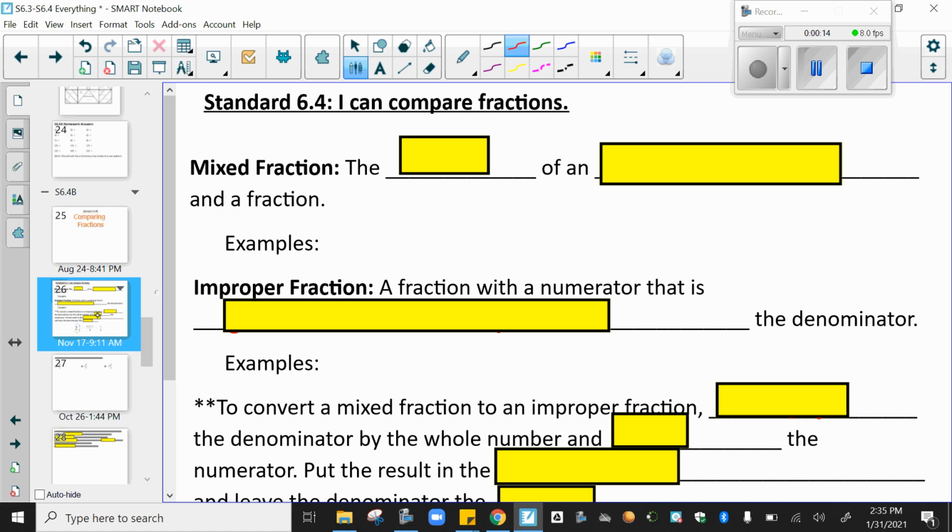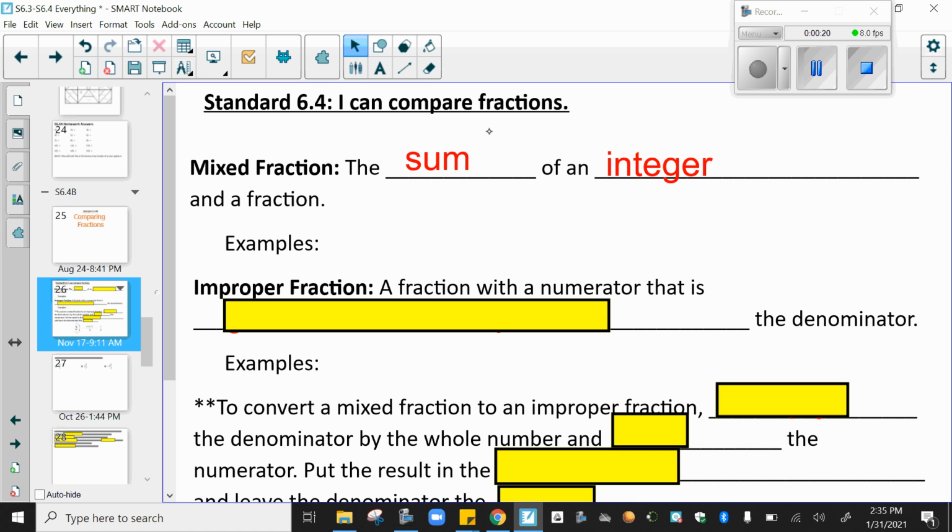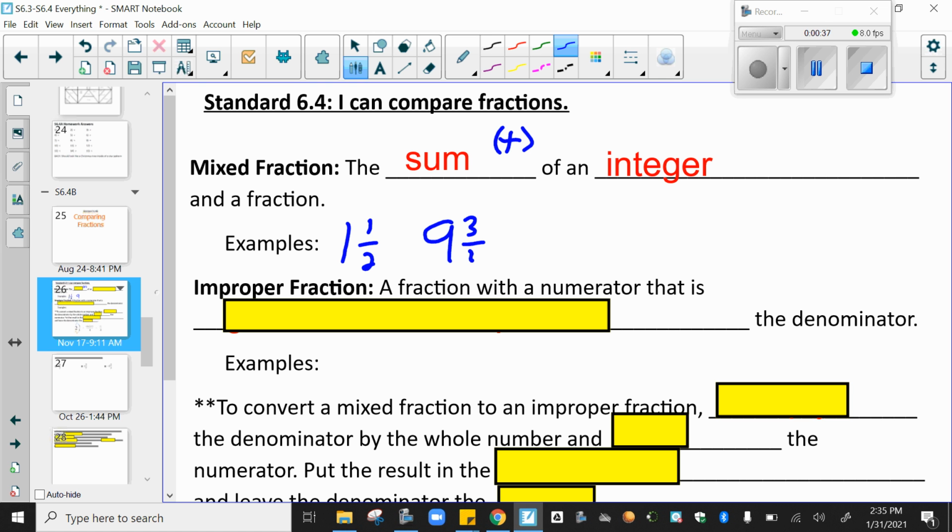Let's define some stuff. Mixed fraction. A mixed fraction is the sum of an integer and a fraction. Remember, sum means plus, right? The sum of an integer and a fraction. An example might be 1 and 1/2, or 9 and 3/4. I feel like I should have made that one red. Or 2 and 1/8. All right, those are mixed fractions, right? Sum of an integer and a fraction. So it's 1 plus 1/2.